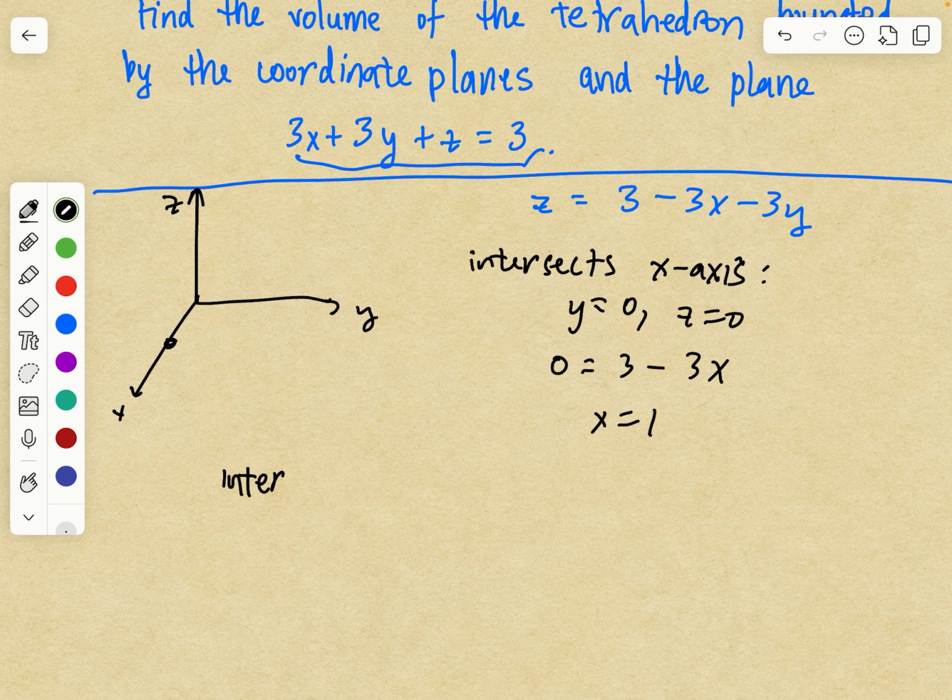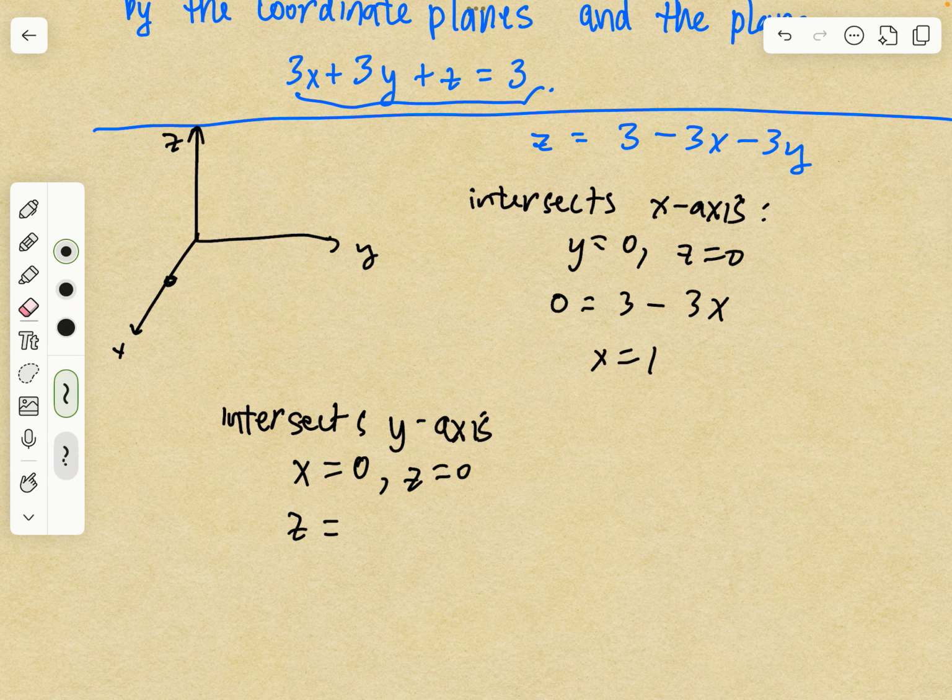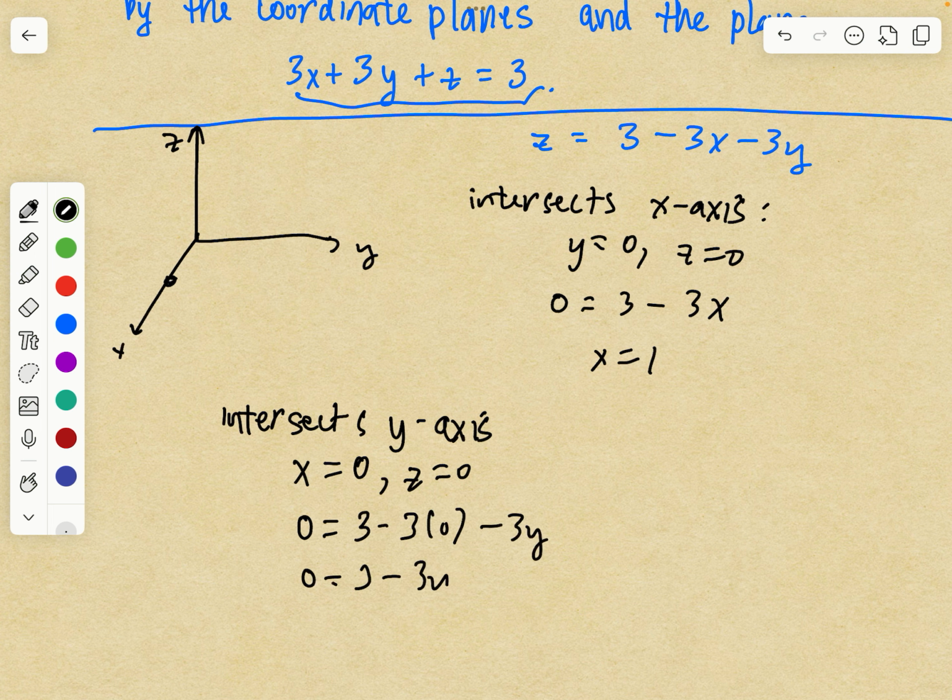And where does it intersect the y-axis? Well, that's when x is 0 and z is 0, and that's when you get 0 equals 3 minus 3 times 0 minus 3y. That is, 0 is 3 minus 3y. That's when y is 1. Okay? And then where it intersects the z-axis, that's easy, right? x and y are 0. You plug those in, you get z equals 3.